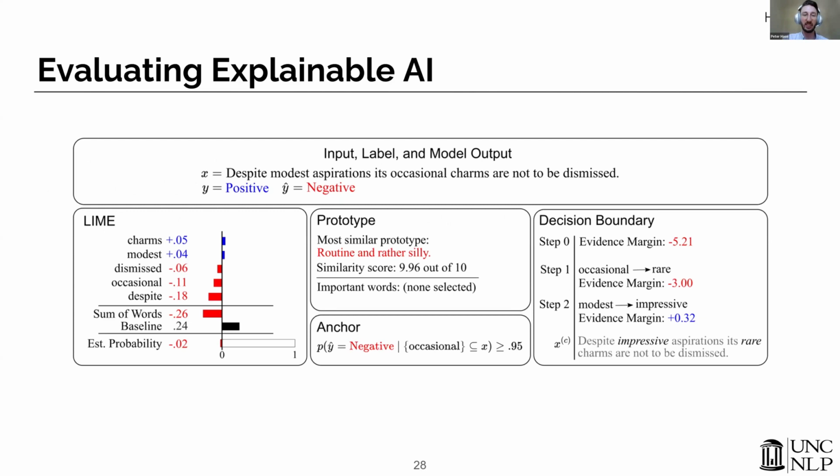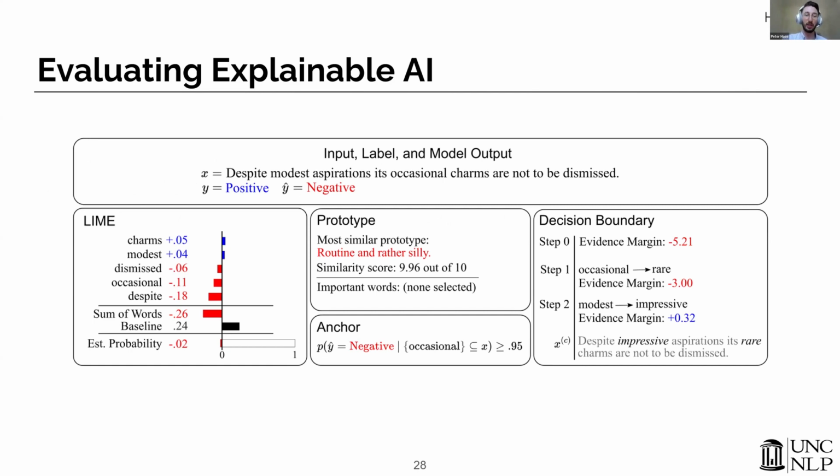This is the sentiment analysis task. So the idea is you have some sentence. This is actually an excerpt from a movie review: "Despite modest aspirations, its occasional charms are not to be dismissed." We show this sentence to a person. The label's positive. The model prediction's negative. We wouldn't show them the model prediction if this is a test data point.